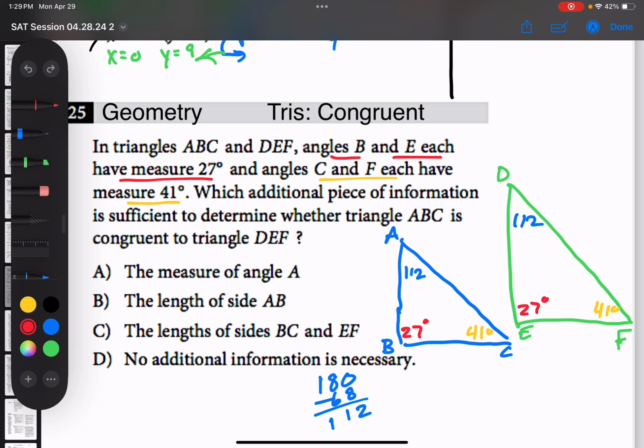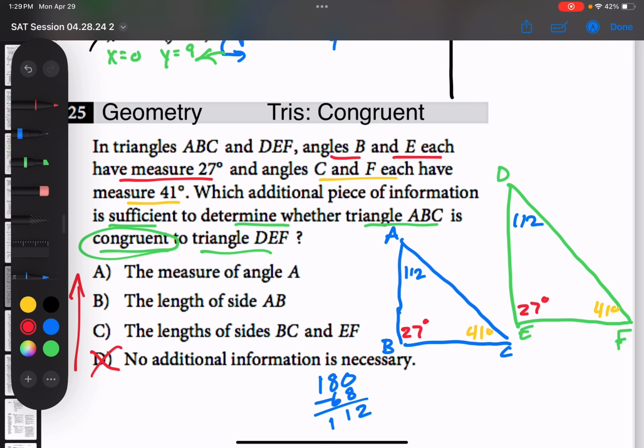What's the actual question asking us? It's asking which additional piece of information is sufficient to determine whether triangle ABC is congruent to triangle DEF. Well, we already figured out the angle measurements are all the same, right? So what else is going to be sufficient enough to determine that ABC is congruent to DEF? Go with your answers from the bottom up. Could it be no additional information is necessary? No, absolutely not, because they can be either congruent or similar. We need to know that they are congruent.